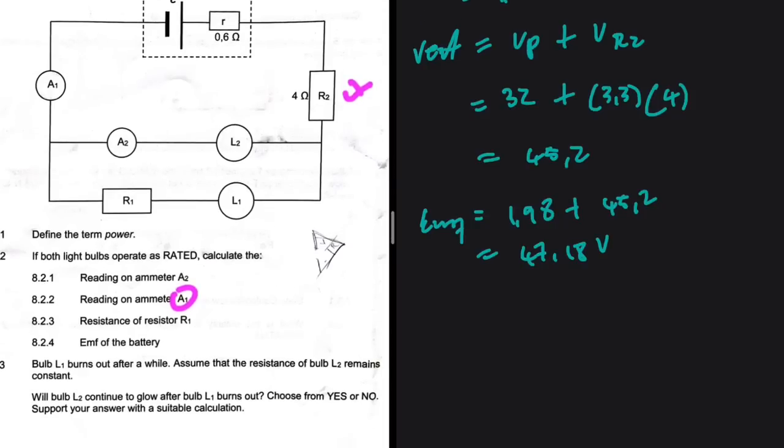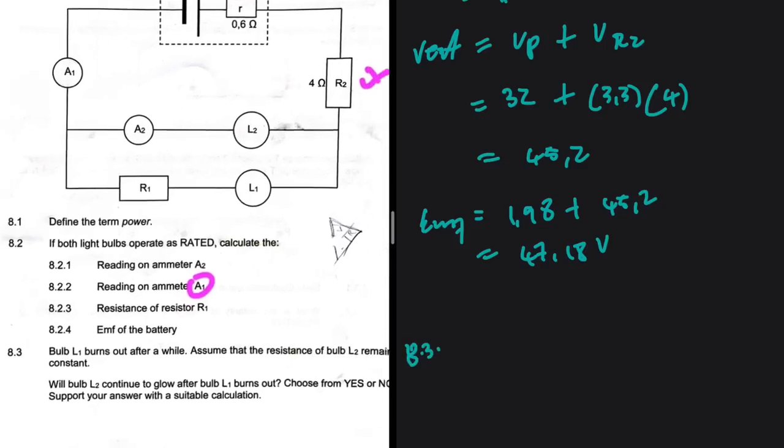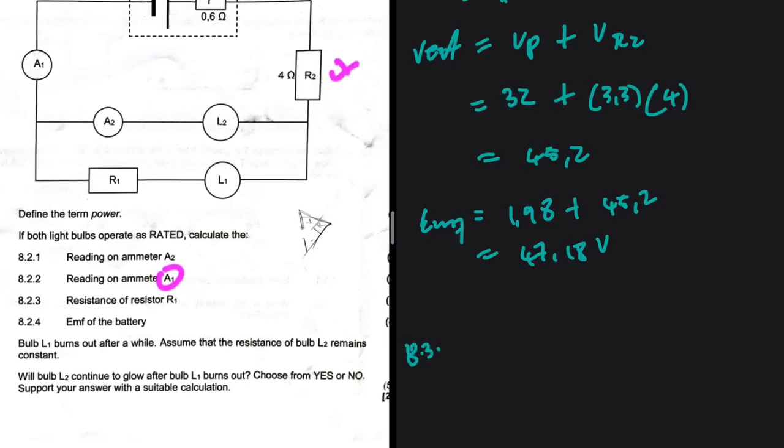Yeah, obviously there's other ways of doing it, as it is quite clear. 8.3, bulb L1 burns out after a while. Assume that the resistance of bulb L2 remains constant. Will bulb L2 continue to glow after bulb L1 burns out? Choose from yes or no. Support your answer with a suitable calculation.